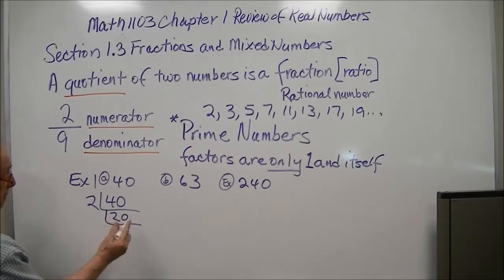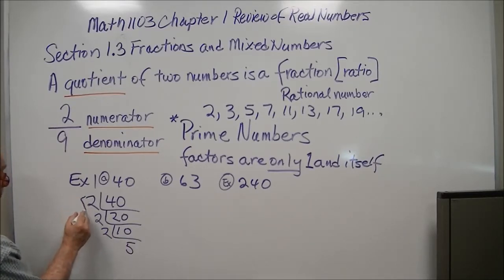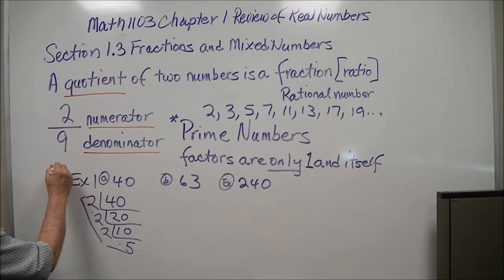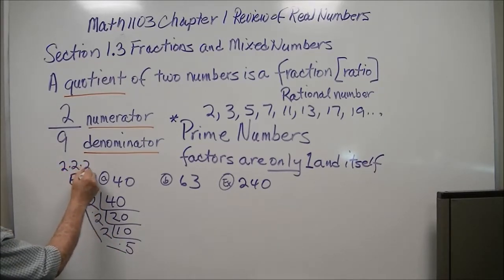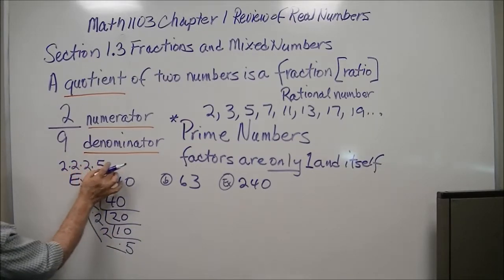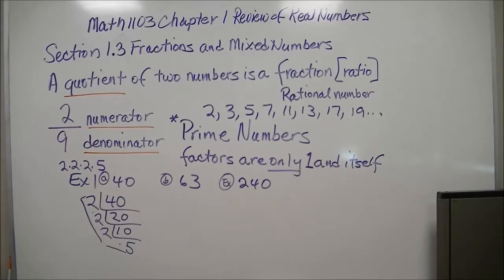Then that's even. I know I can take a 2 out of that. That goes 10. 10 is even. I'll take a 2 out of that, and I get a 5. And now I have a series of prime numbers along the side, and the prime factorization of this would be 2 times 2 times 2 times 5. In fact, that's 8 times 5 is 40.